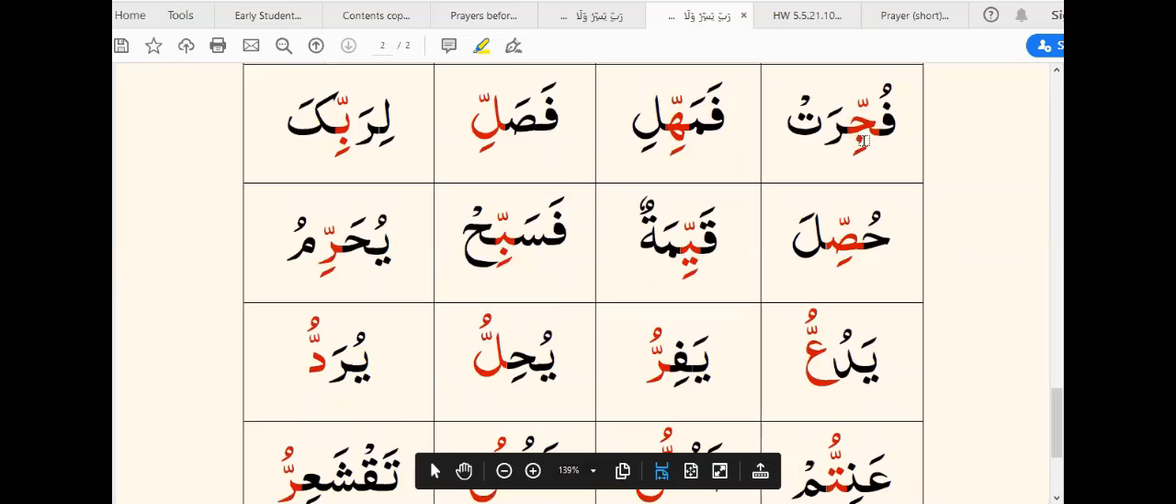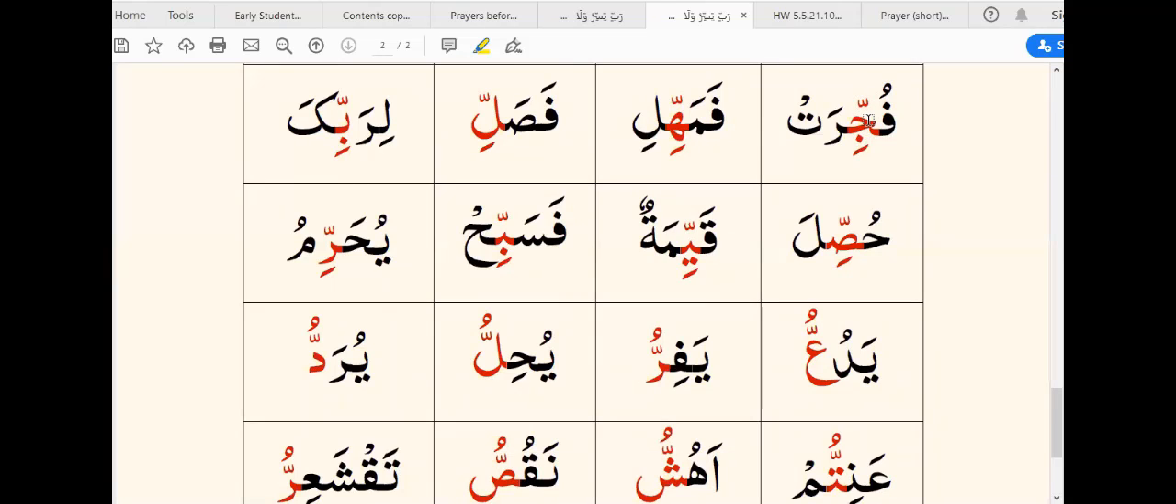So we're going to start with this line over here. So again, letter Jim with a shadda stroke. What does that mean? Do you remember? Yes. So basically it means that you have two of these letters present over here and we need to produce the sound two times.